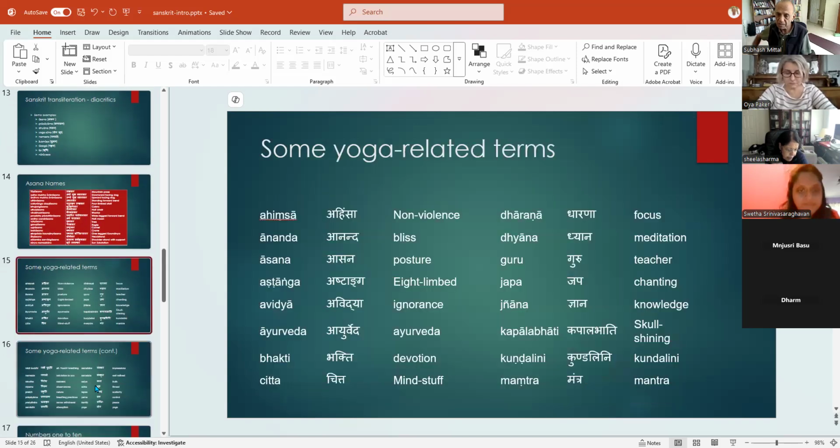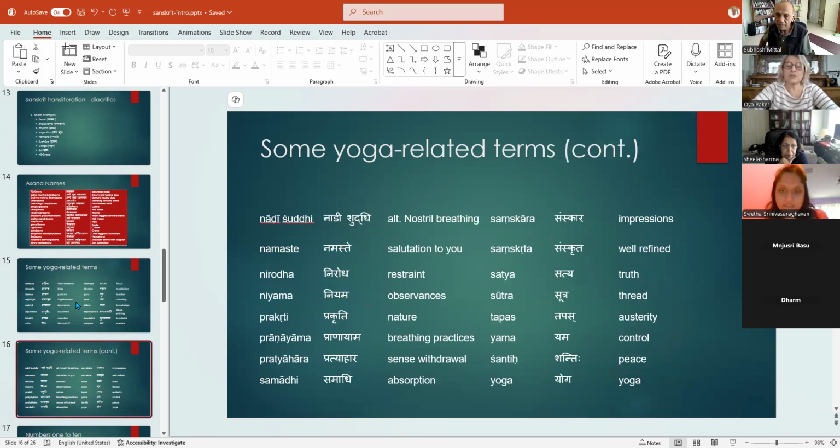Okay, same thing, I don't want to go through this list. It's just a few yoga-related terms, ahimsa, ananda, and all that, just random. I mean, there's absolutely no structure to this, just very randomly I picked a few words. You can try them later. And same thing, more yoga-related terms.